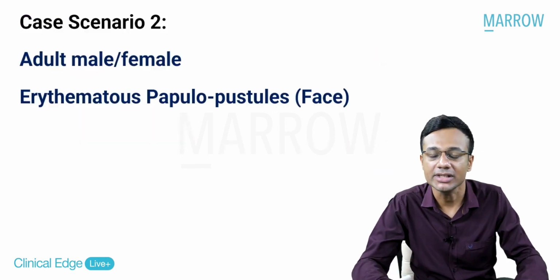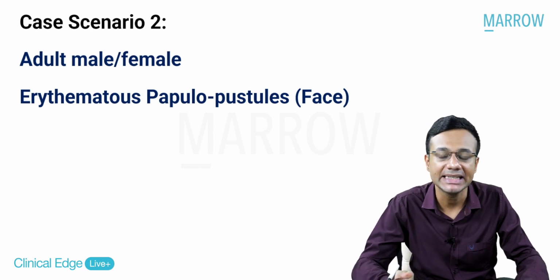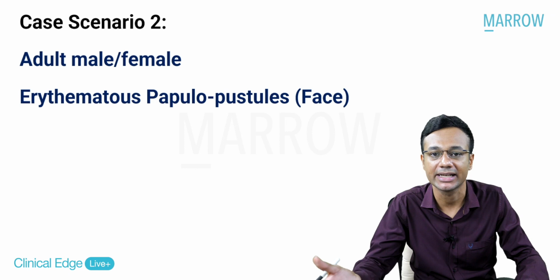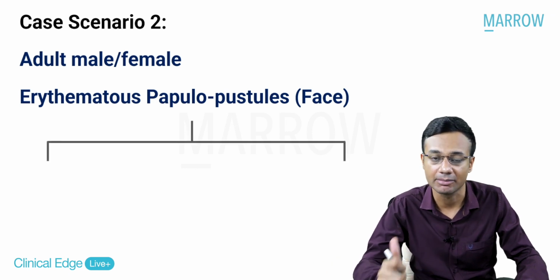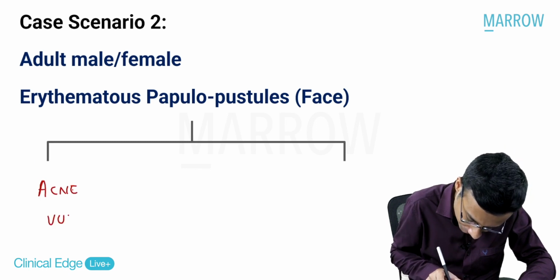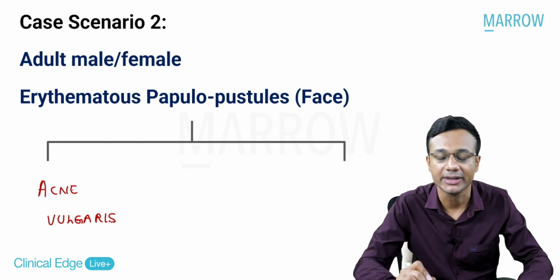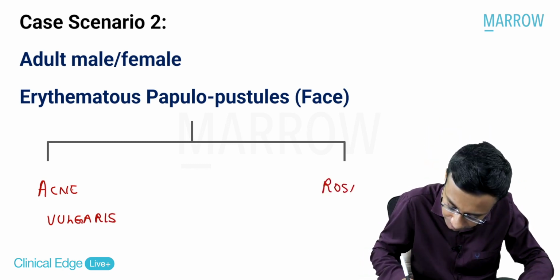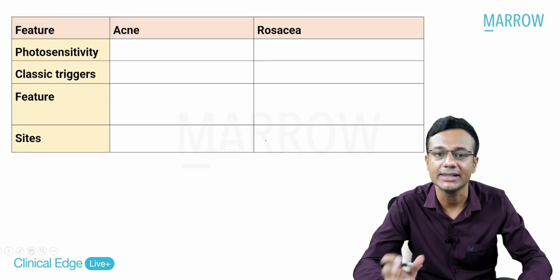Second case scenario, students, in appendages and disorder. Here we have an adult male or a female presenting with erythematous papillopustular eruption on the face. Two important differential diagnoses we need to consider here. Number one, acne vulgaris. The second important DD here is rosacea. Now, how to distinguish between these two conditions?